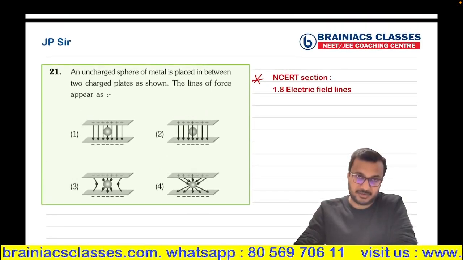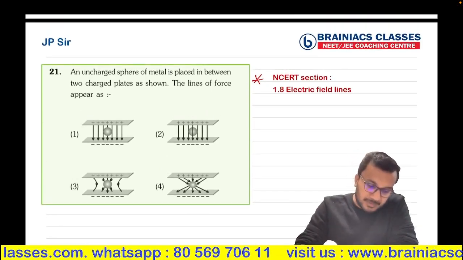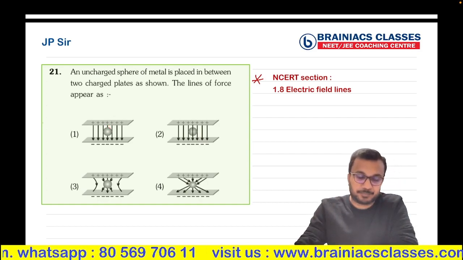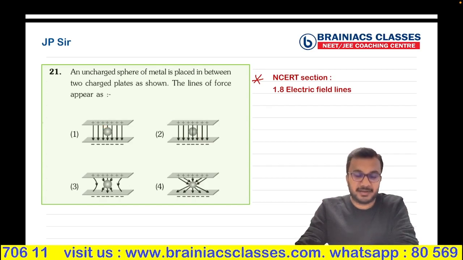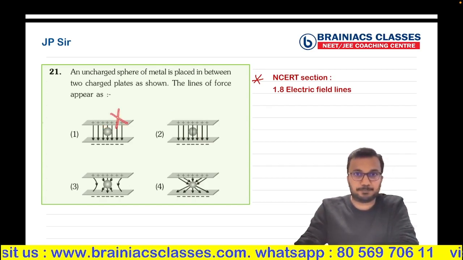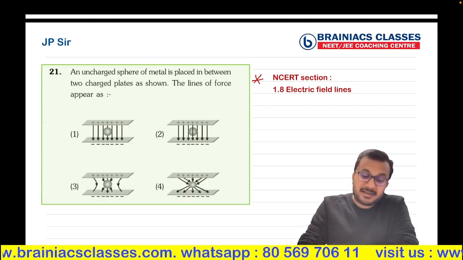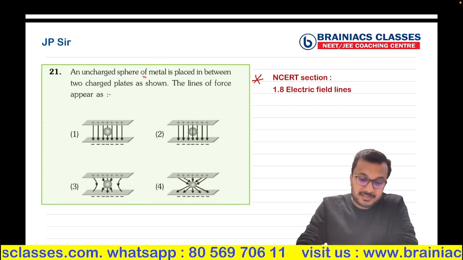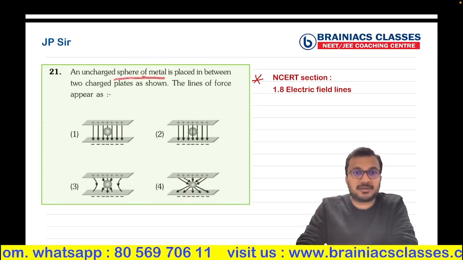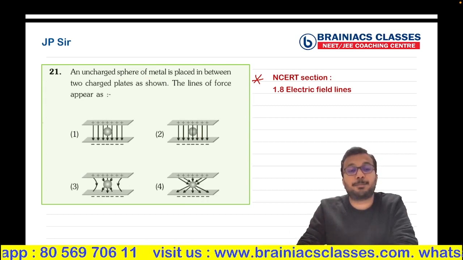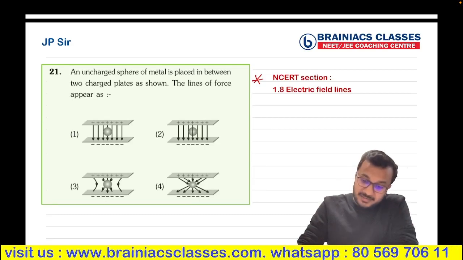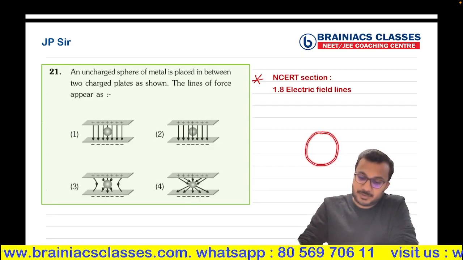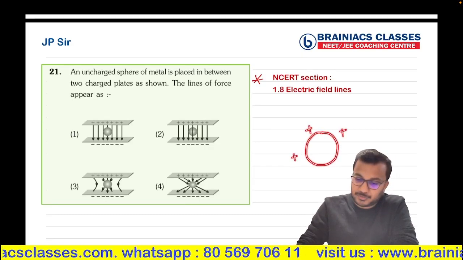If you look at the first diagram, here it makes 90 degrees, but here it's not making 90 degrees. Here it's not 90. So this diagram is false. And for a metal sphere, very important, electric field lines never pass through the sphere. What is the reason for this? Suppose you have a metal sphere with positive charge, say this is a positive sphere.